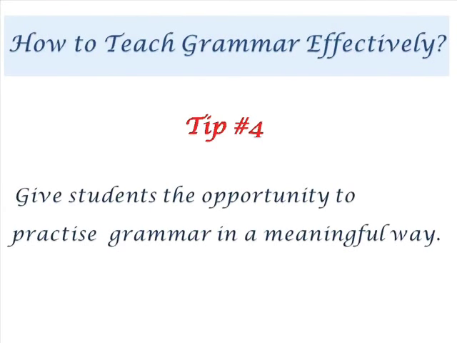Tip 4. Give students the opportunity to practice grammar in a meaningful way. To improve performance and consolidate learning, you have to give them activities in which they practice grammar. These activities should be staged from controlled practice to free practice. It is important to move from controlled to free practice because this increases the likelihood of students producing correct forms, and of course decreases the likelihood of producing incorrect forms.